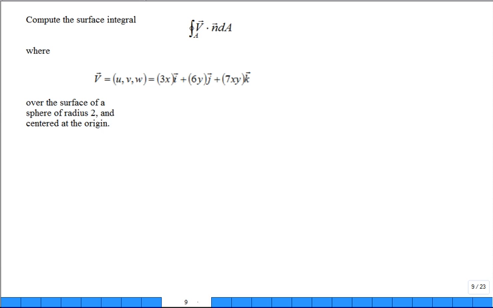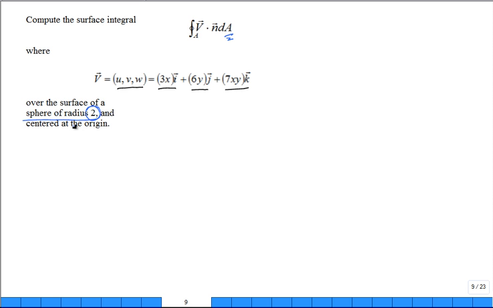Compute the surface integral of V dot n dA, where V is the three-dimensional velocity in Cartesian coordinates. It's 3x i, 6y j, 7xy k. And you want to compute that over the area, where the area is defined as the surface of a sphere of radius 2 centered at the origin.